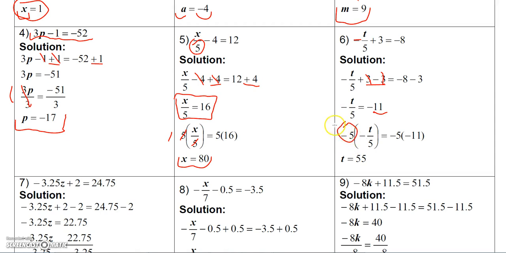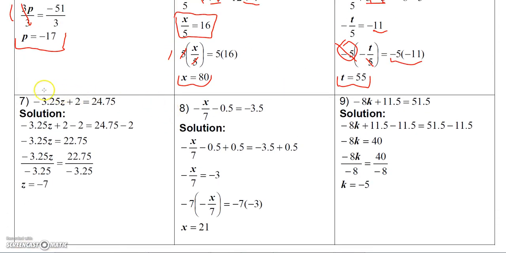And now I know that negative 5 times a negative is positive, and since the 5s cancel, I get a positive t. And then on the right-hand side, since I multiplied the left by negative 5, I've got to multiply the right-hand side by negative 5. And negative 5 times negative 11 is positive 55.